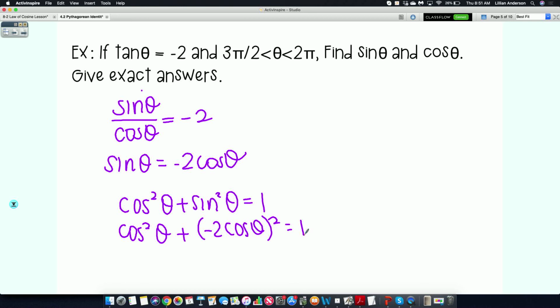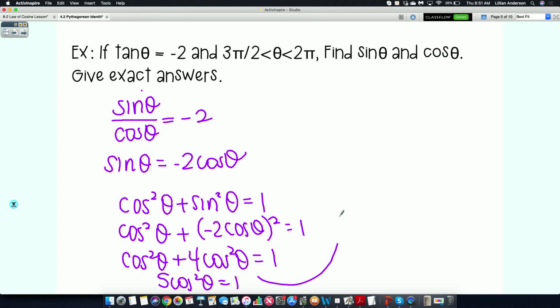Now realize when I square negative 2 cosine, what does that give me? Positive 4 cosine squared, very good. A cosine squared plus a 4 cosine squared gives me, how do I solve for cosine? And then, now remember, when I take the square root, I'm going to end up with plus or minus.